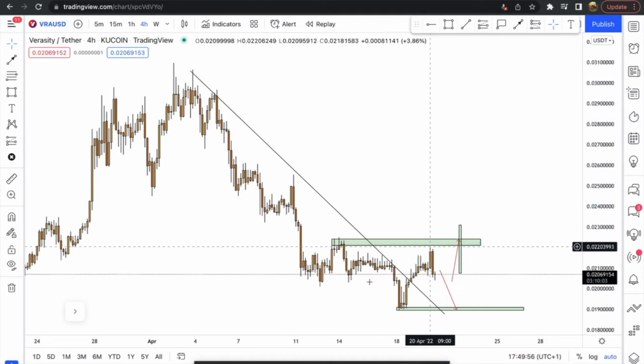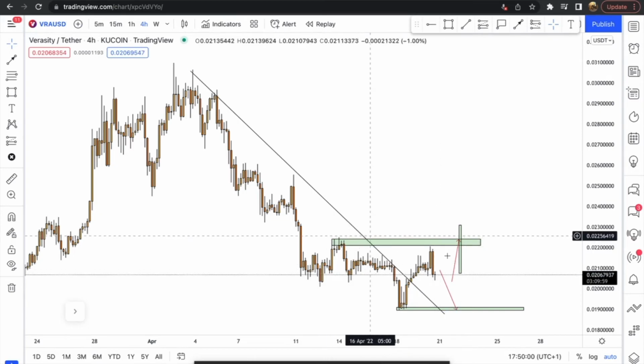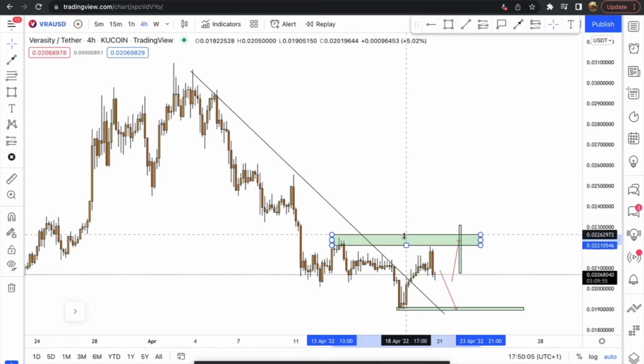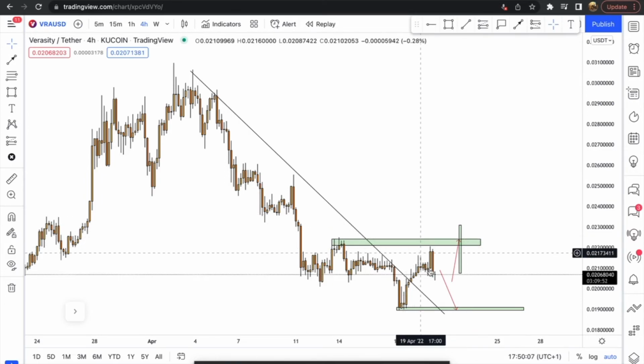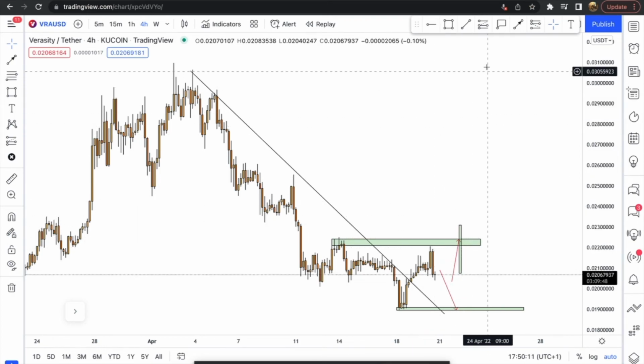So for now, we are still bearish on Verasity, and what I will be looking for is to see if we can get a break up and above this area of resistance here, and once we start breaking that resistance, then we can start to look for these long opportunities back up. Once that time comes, I will update you on the channel.